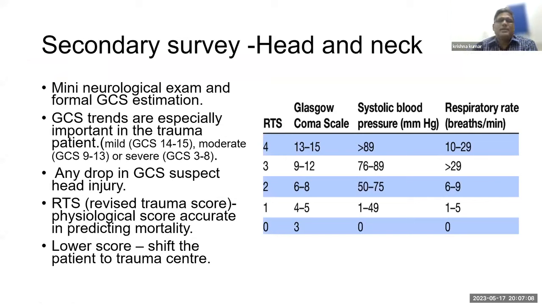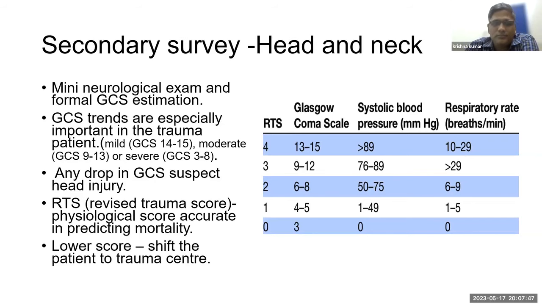Coming to the head and neck survey, a neurological examination and formal GCS examination are to be done. A GCS of 14 to 15 is considered mild injury, moderate is 9 to 13, and severe is 3 to 8. It is also part of the revised trauma score. If the revised trauma score is more than 4, the patient can be managed quite well in the primary center where you are managing it. If it is less than that, the lesser the score, the higher is the requirement for immediate transfer of this patient to the trauma center. The revised trauma score basically consists of the Glasgow Coma Scale, the systolic blood pressure, and the respiratory rate.